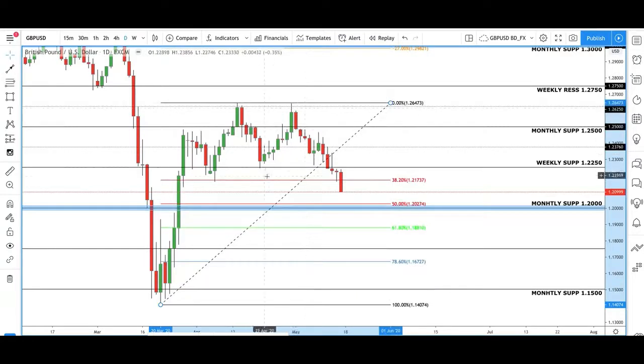Still didn't come back to the Fibonacci, minor pullback, kept pushing, found resistance where we were looking at taking that short trade, and now we're pushing down. Now we've made a retracement. We've hit this 38.2% retracement. Now we're coming towards this 50% retracement.